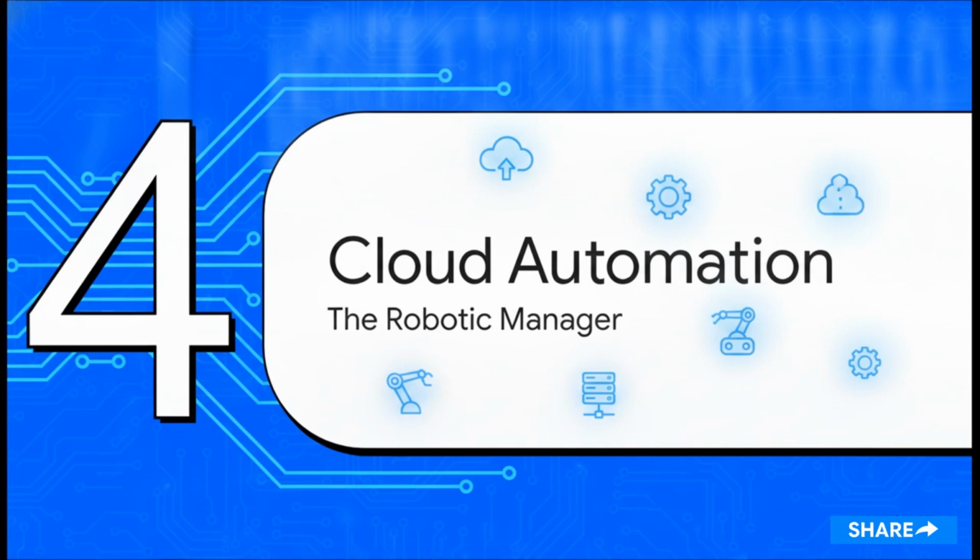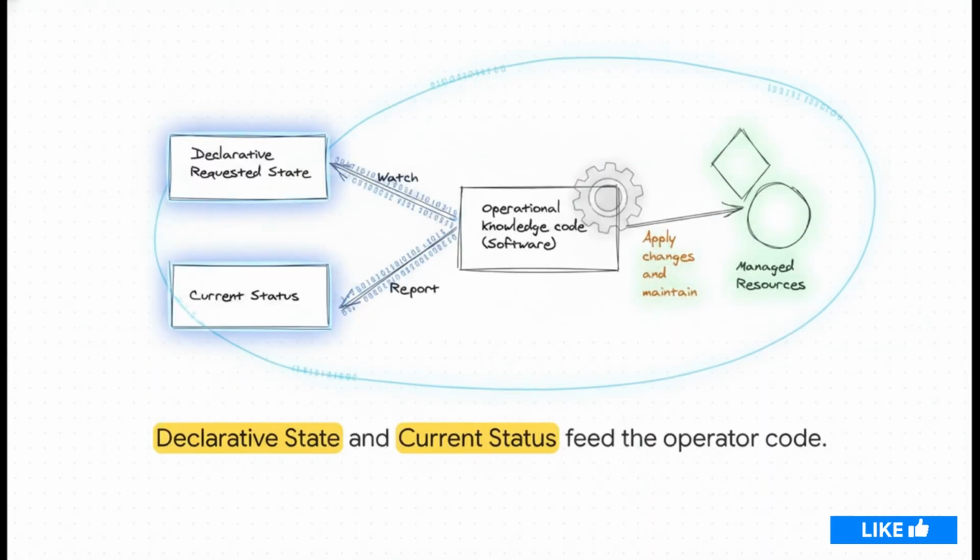Scaling things way up, we arrive at Part 4, Cloud: automating the infrastructure with a robotic manager. Now, how Kubernetes and cloud-native environments redefine the word operator is where things get truly massive. In this context, we're talking about the operator design pattern, which is used to manage complex applications by capturing human operational knowledge and baking it directly into code. A user simply provides a declarative requested state, basically how they want the system to look. The operator then compares this to the current status of the system. It feeds both of those into its operational knowledge software, allowing it to apply changes and manage resources totally autonomously.